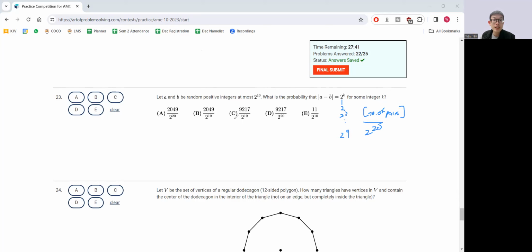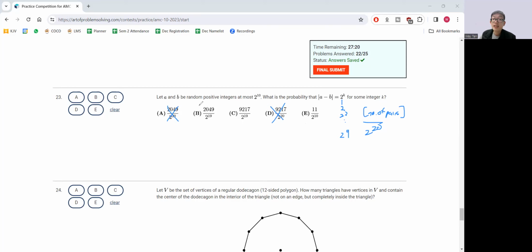I'm strongly suspecting that the answer is something over 2 to the 19, because the 2 to the 20 would be if you forgot that you can swap the order. So I think it's probably something over 2 to the 19. In fact, it has to be, right? Because there must be an even number of ways to do it. So in fact, I can say that for sure already. E looks weird, but we'll see.